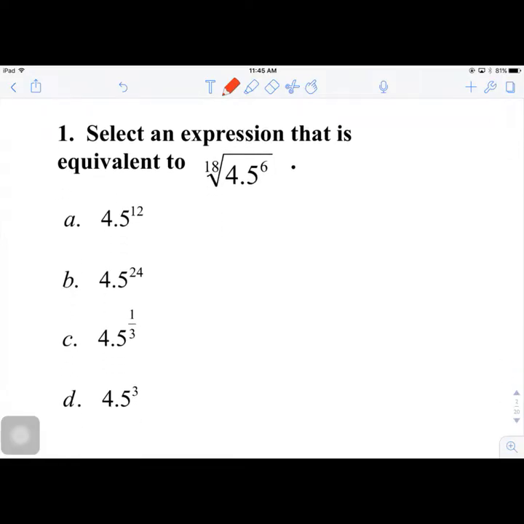Question 1 is dealing with selecting the expression that is equivalent to the 18th root of 4.5 to the 6th power. So this problem is asking you to see if you know how to express a radical form, which is the current form, and turn it into a rational form. Rational, by the name of it, means fraction. So we're going to need to rewrite the problem with the base of 4.5 with a fraction power.